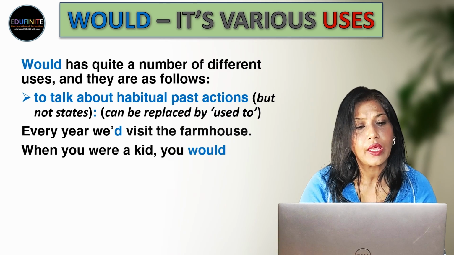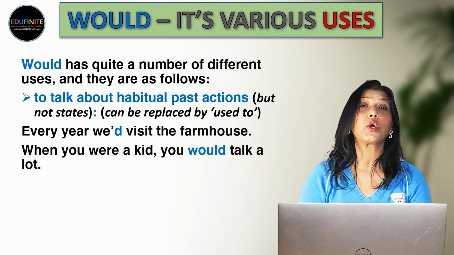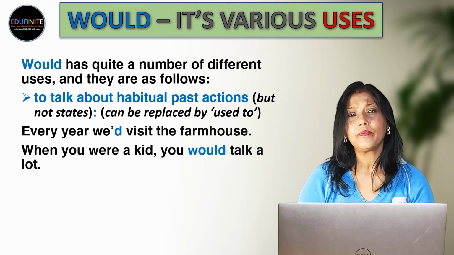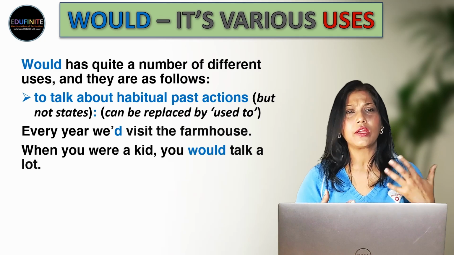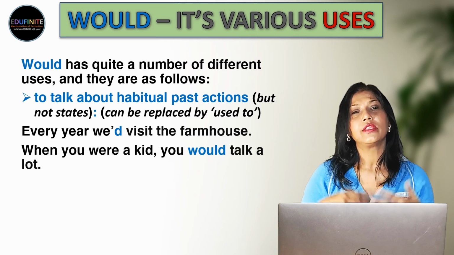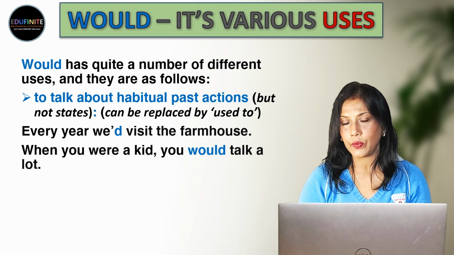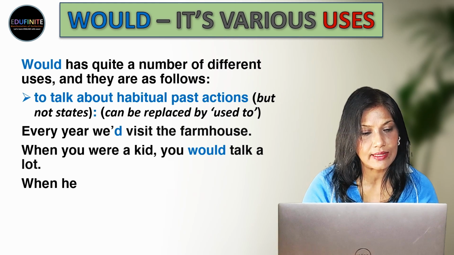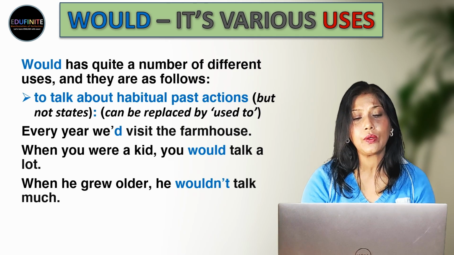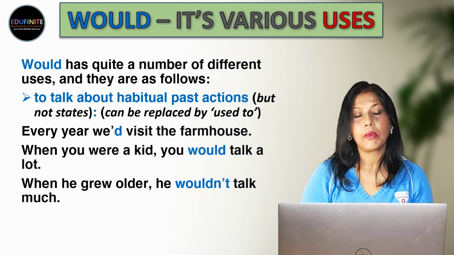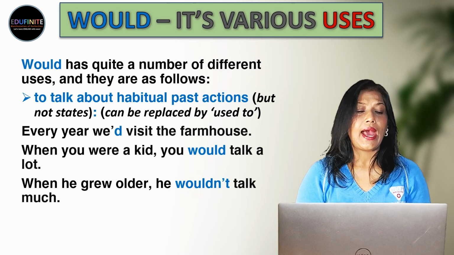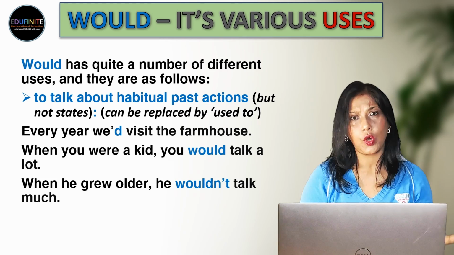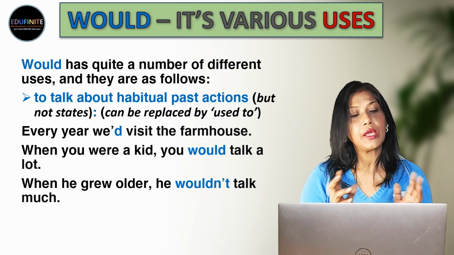Okay, next. "When you were a kid, you would talk a lot." Maybe I'm telling my son, now he's grown up, that when you were a kid, you would talk a lot. All the kids, when they are small, go on talking. So I told my son, "When you were a kid, you would talk a lot." Okay, the next sentence. "When he grew older, he wouldn't talk much." Maybe I'm talking about my son, and I'm telling someone that as a child he would talk a lot, but when he grew older, he wouldn't talk much.